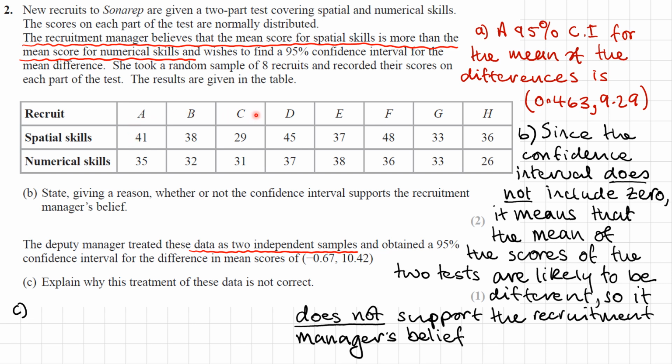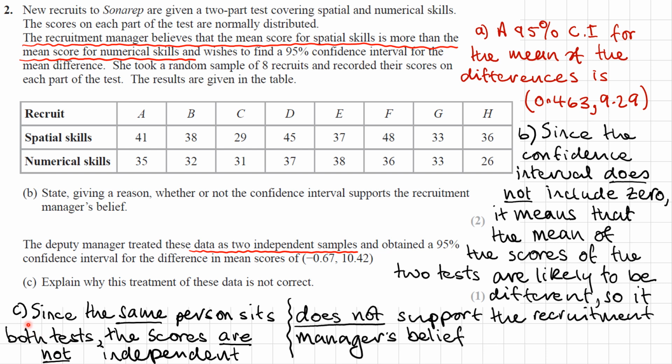Each letter stands for a different recruit, and what we've got is one recruit doing both tests. Is that likely to be independent? One person sitting two tests? I don't think so. So let's put that in a sentence. So what we've got here is that since the same person sits both tests, the scores are very, very unlikely to be independent. So that's why the treatment of this data as two independent samples would not be correct in this case.